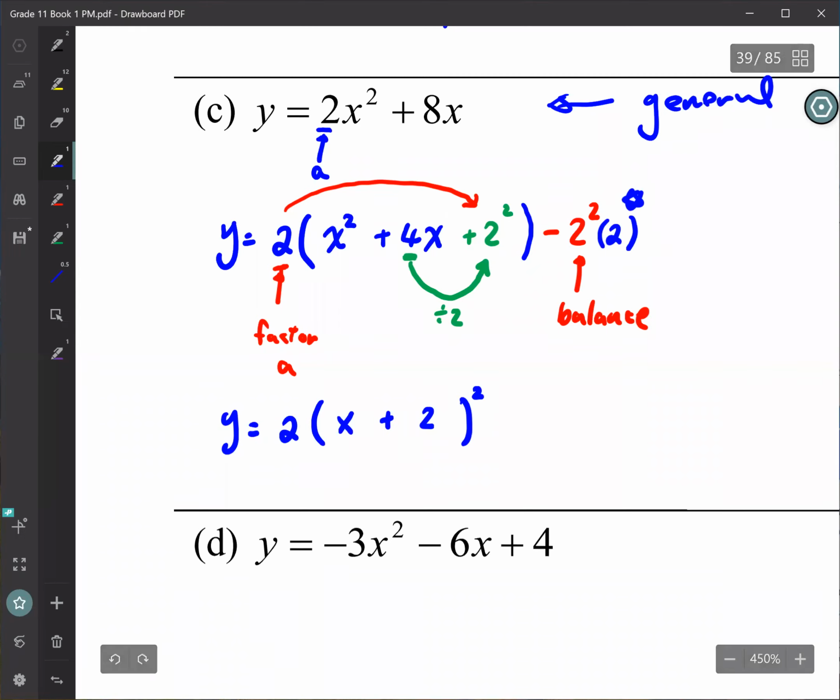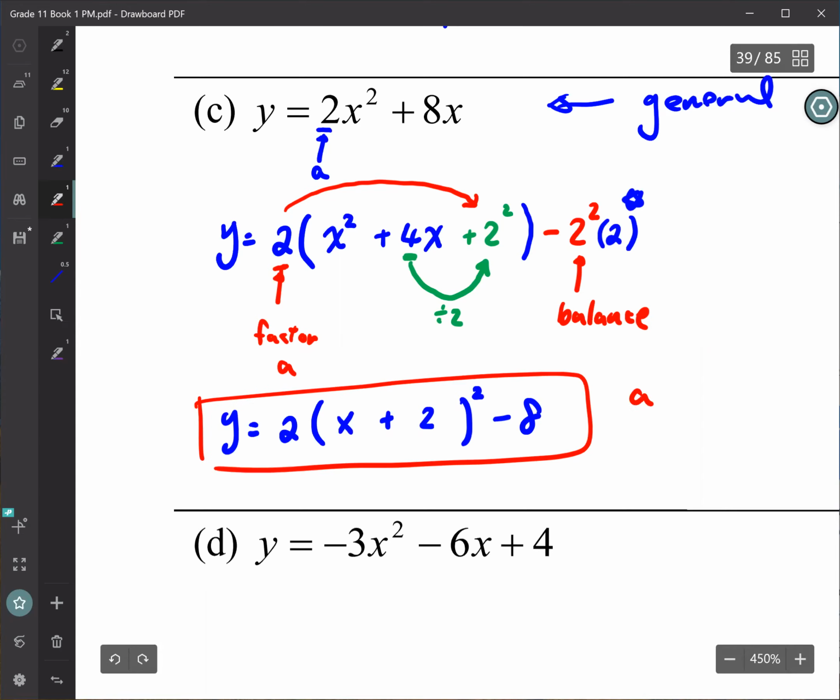Now the part you balance, you need to calculate together. 2 squared is 4, 4 times 2 is 8, so minus 8. So that's your standard form. With A equal to 2, P is negative 2, flipping, Q is negative 8.